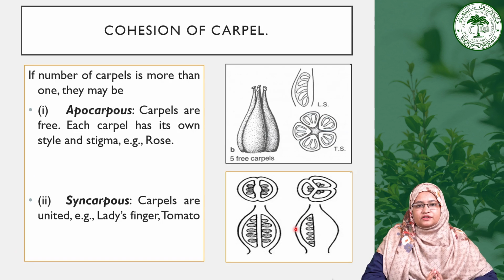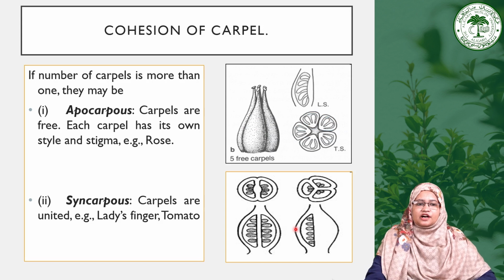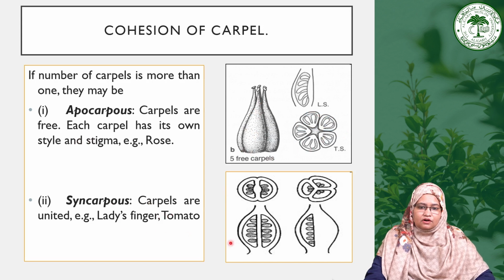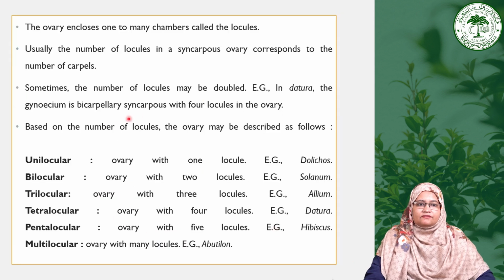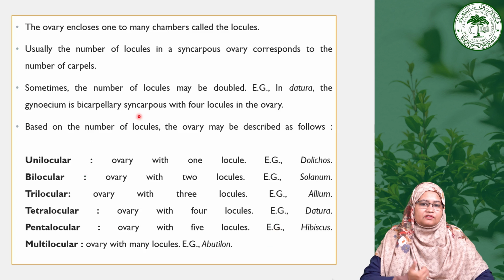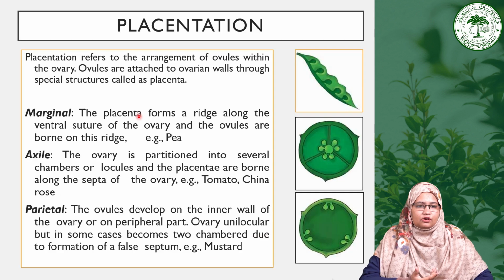Then if we see the cohesion of carpels, carpels may be apocarpous or syncarpous. Apocarpous is the condition in which carpels are free, as you can see, all the carpels here are free, as in case of rose. Or they may be syncarpous, that is united, as in case of ladyfinger or tomato. And if we see the ovary, it may be unilocular, bilocular, trilocular, or pentalocular, depending upon how many locules are present.